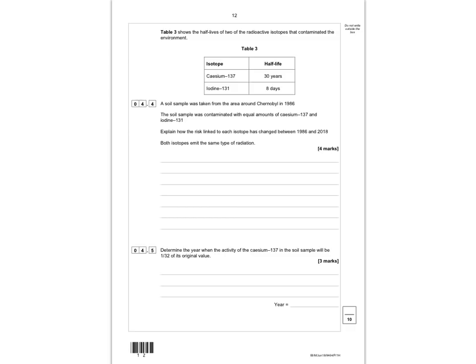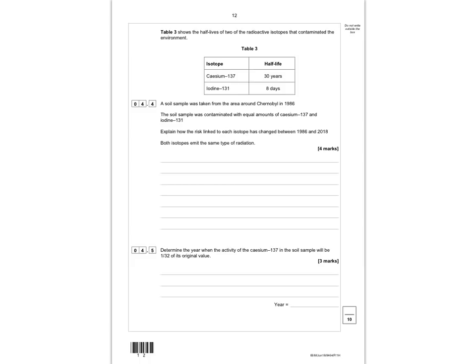So the next question we're going to move on to shows a table to begin with, which you can see here. We've got isotopes and half-life. And it says a soil sample was taken from the area around Chernobyl in 1986. The soil sample was contaminated with equal amounts of cesium-137, which has a half-life of 30 years, and iodine-131, which has a half-life of 8 days.